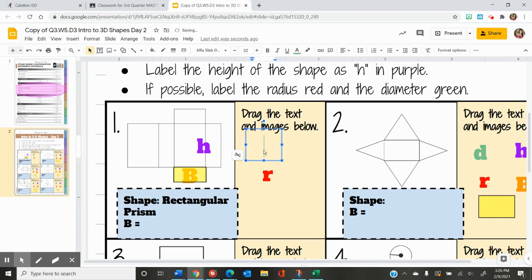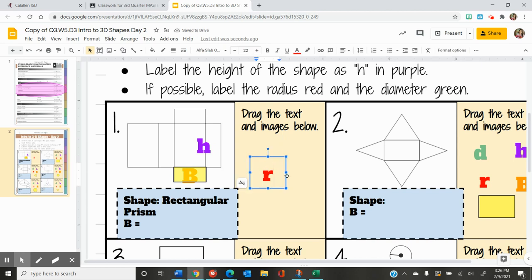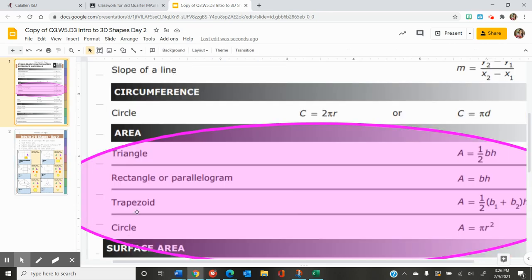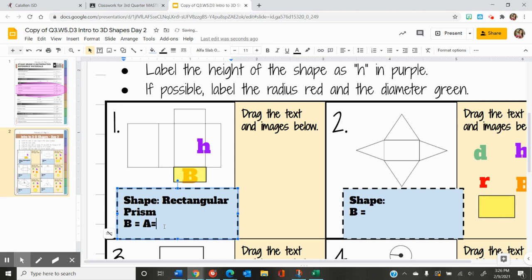Since our base shape is not a circle, we are not going to have a diameter or a radius to identify. But looking at big B, like I mentioned before, that is the area of our base shape. Our base shape is a rectangle. So going over here, the area of a rectangle is area equals base times height. So here I'm going to put A equals B times H.